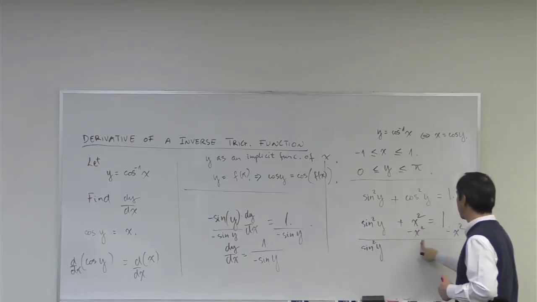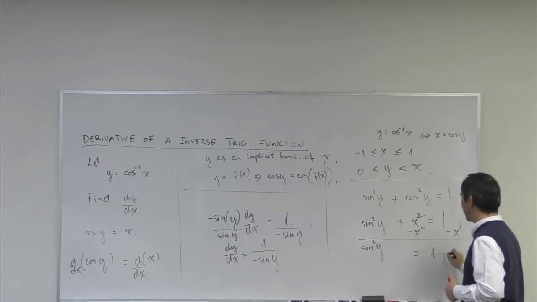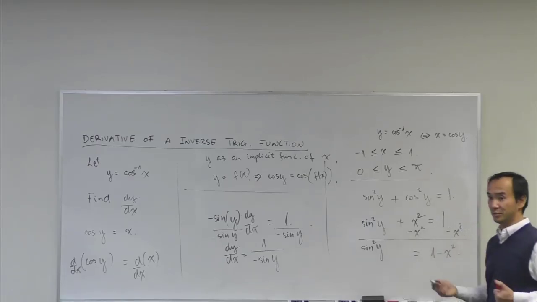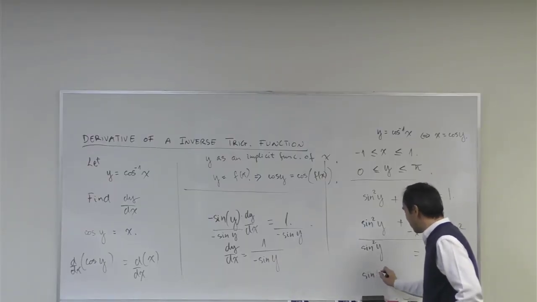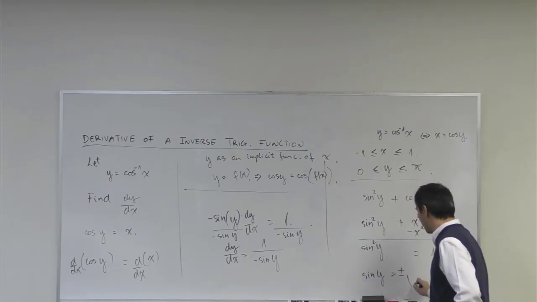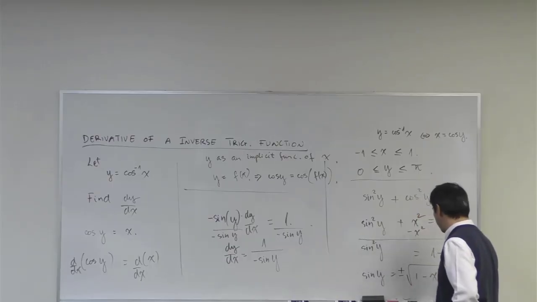That will be making it equal 1 minus x squared. We good with that still? So now I'm going to take the square root of both sides. Sine of y comes out getting plus and minus square root of 1 minus x squared, right?